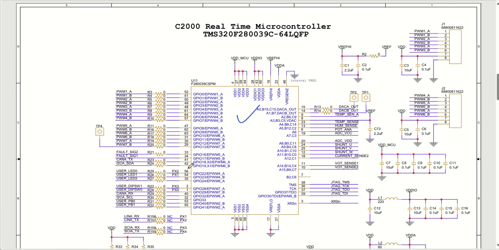You can see GPIOs arranged towards the left side. We have ADC pins towards the right side. We have the JTAG pins, put here. We have ground pins here, and we have power supply pins above.